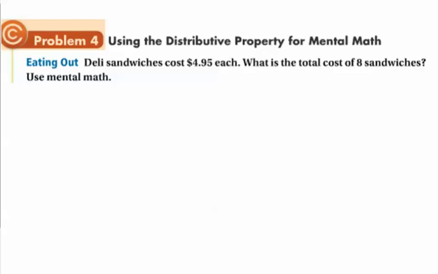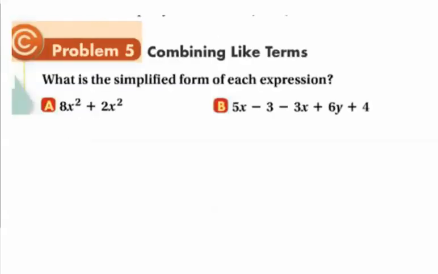Using the distributive property for mental math. Deli sandwiches cost $4.95 each. What's the total cost of 8 deli sandwiches? If you think using mental math, you could just say, all right, I'm going to do 8 times 5. That's like 40, right? It's about 40 bucks. I'm not going to think too much about it, but it's about 40 bucks. All right, so what else we have here?